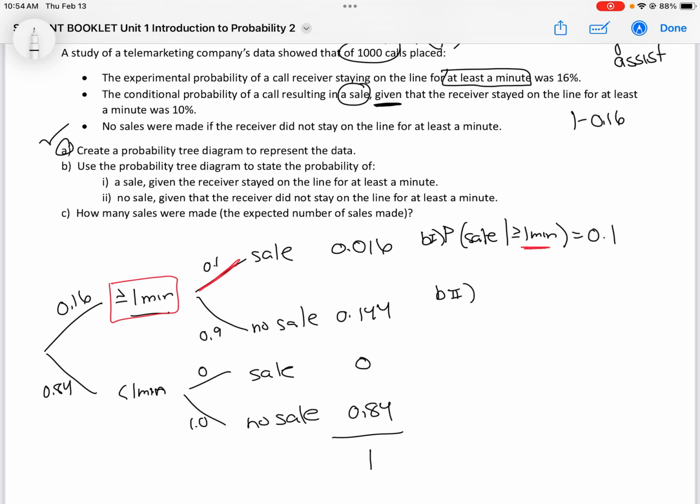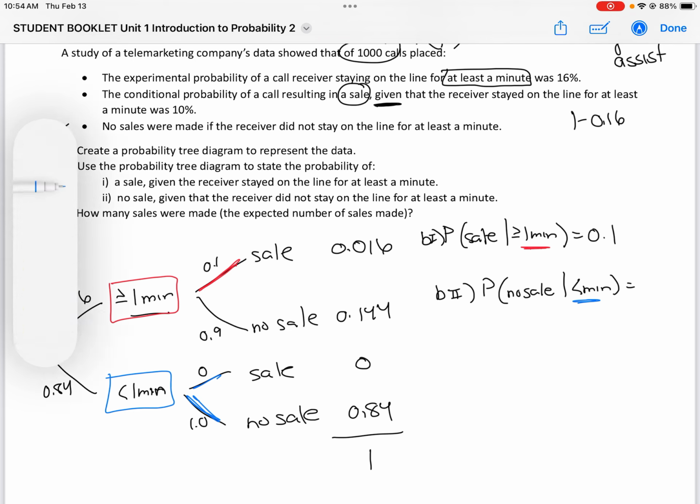Now B, number 2, probability of no sale, so sale complement, given the receiver did not stay on the line for at least a minute, so less than a minute. If you think about this, we are going to start here. We are given this piece of information that the person did not stay on the line. So no sale here is 100%.